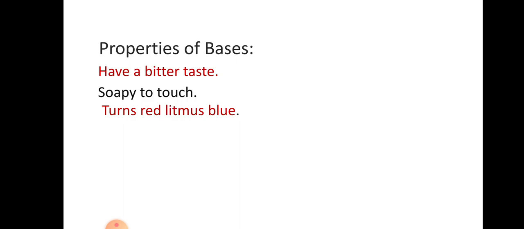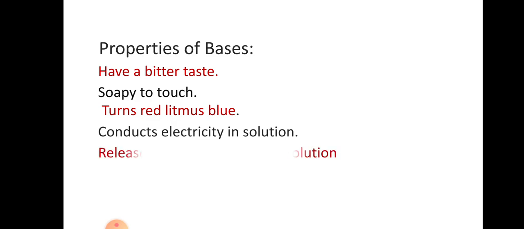When you want to check whether a substance is an acid or base, you have to take the help of litmus paper. When red litmus paper is used, it converts into blue litmus paper. Then it conducts electricity in solution. Just as the acid conducts electricity in solution, the base also conducts electricity in solution. And the ions released here are the OH ions.